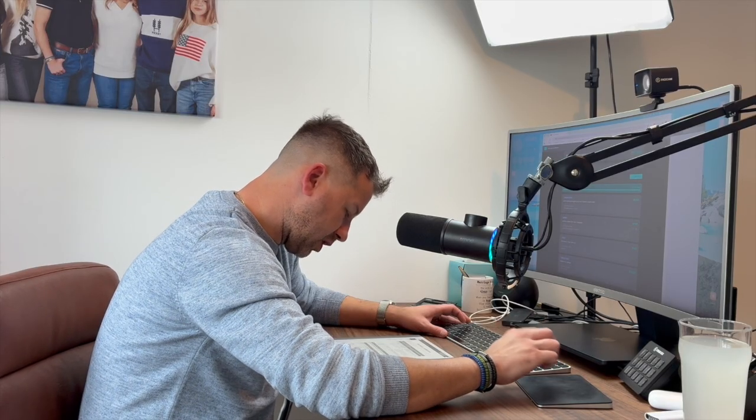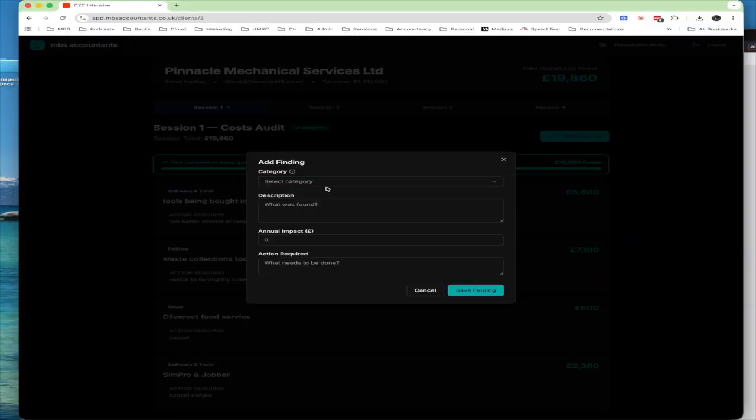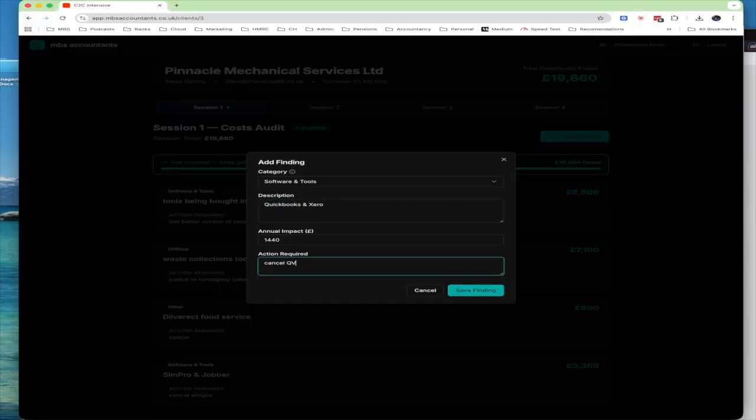The QuickBooks cancellation as well. So on the software and tools, we've got QuickBooks and Xero. The annual impact there was 120, wasn't it? Times 12 was 1440. Cancel QuickBooks Online.